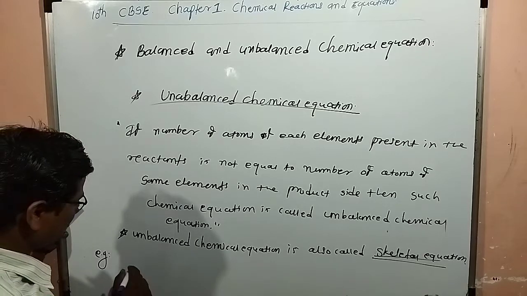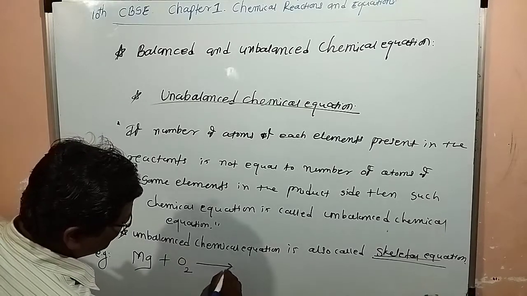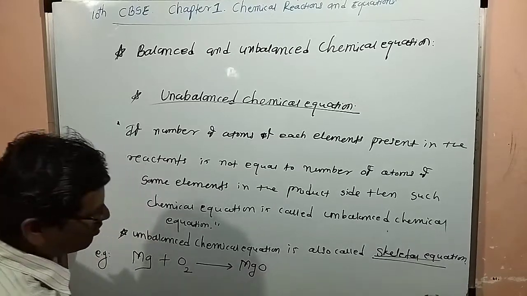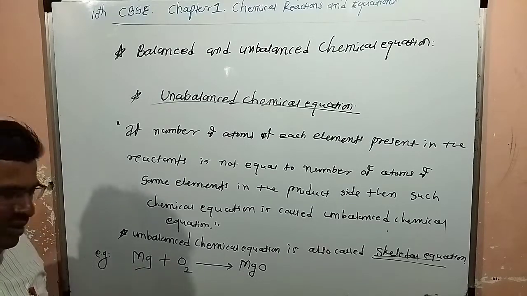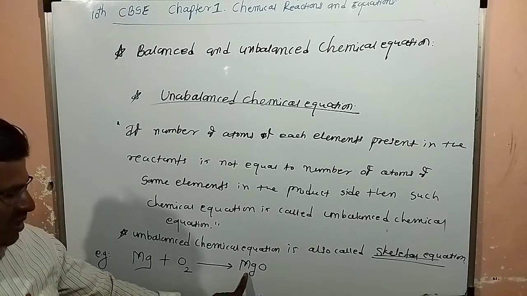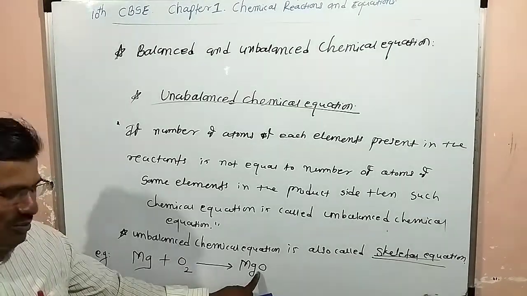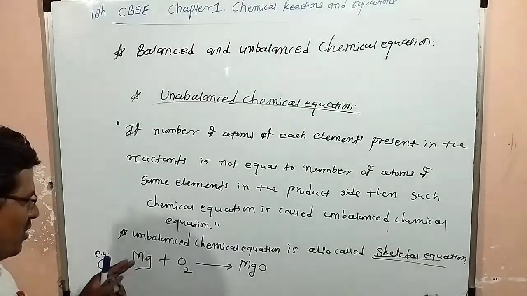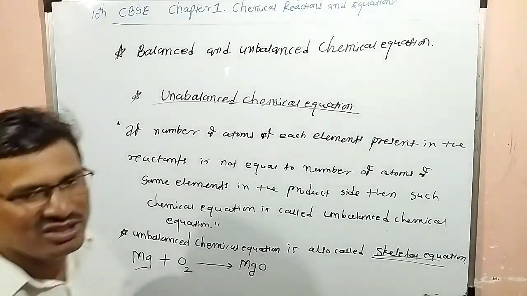Suppose we take a simple example: magnesium reacts with oxygen and gives magnesium oxide, MgO. In the reactant side, magnesium is 1, and in the product side, magnesium is also 1. Oxygen in the reactant side is 2, but in the product side it is 1 only. So magnesium 1, oxygen 2, oxygen 1. So the chemical equation is not balanced.